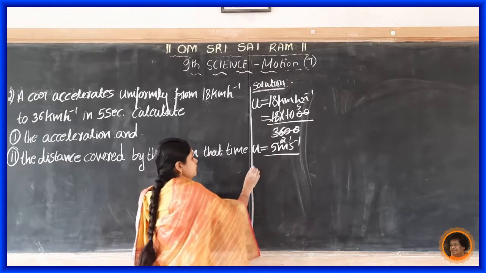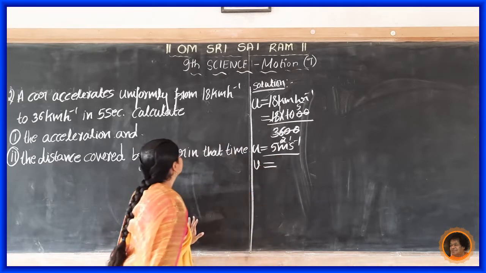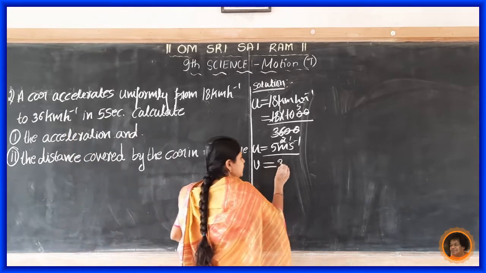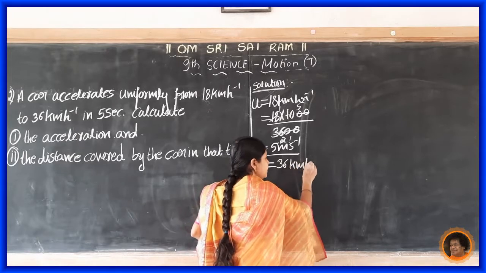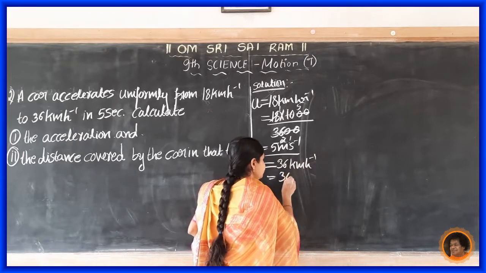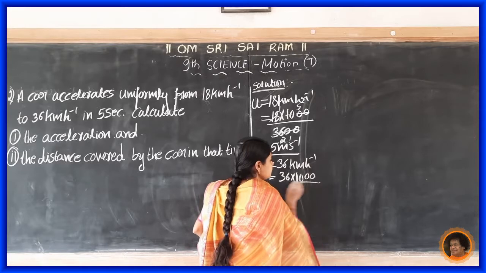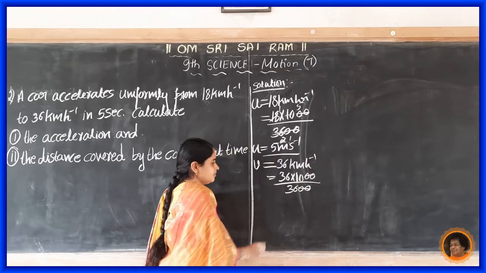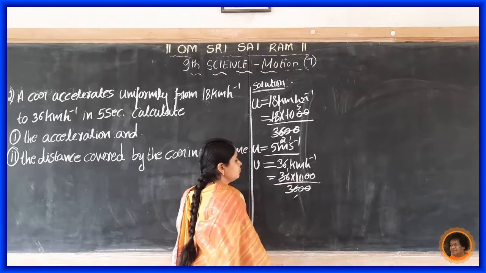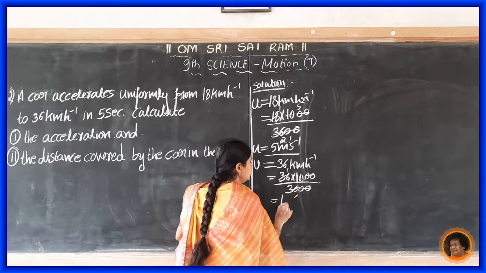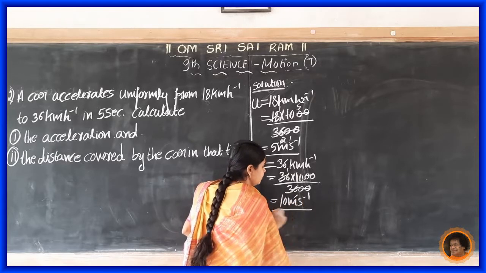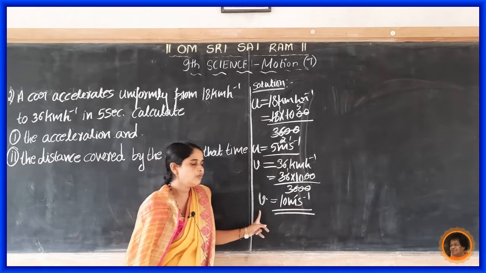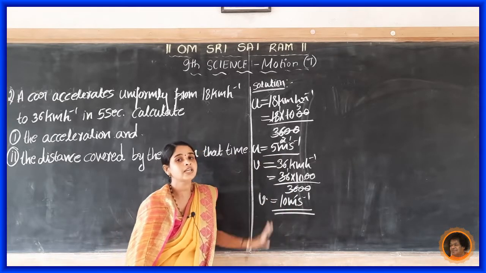Next, final velocity v. 18 kilometer per hour to 36. v equals 36 kilometer per hour. 36 into 1000 divided by 3600. 20 cancels. So v equals 10 meter per second. So initial velocity u equals 5 meter per second, and final velocity v equals 10 meter per second.